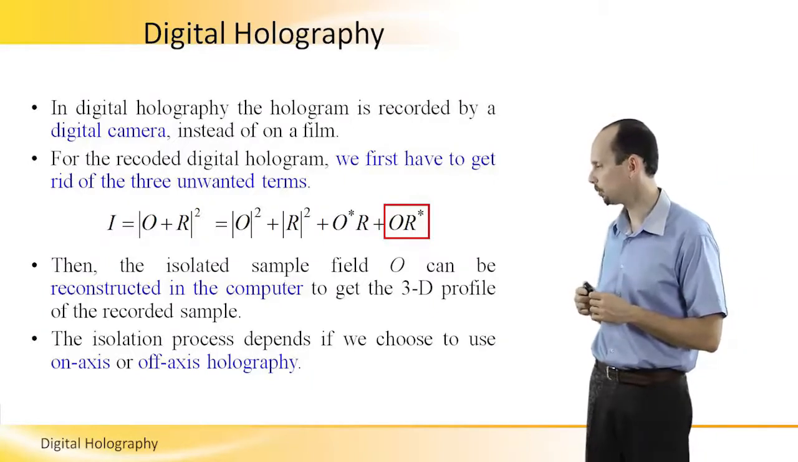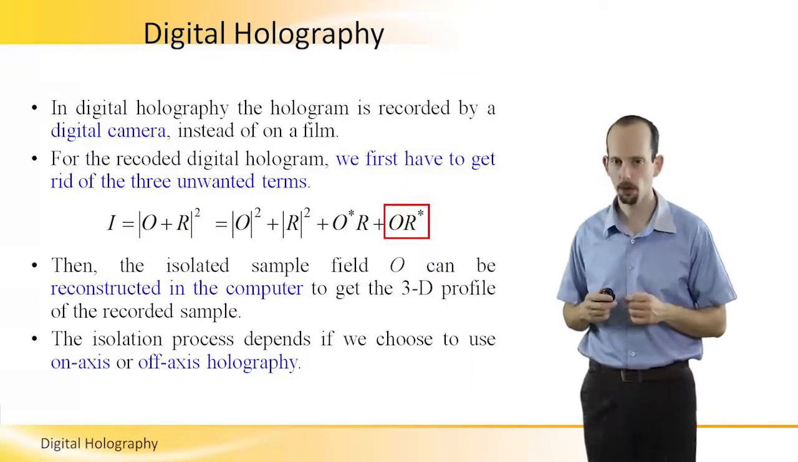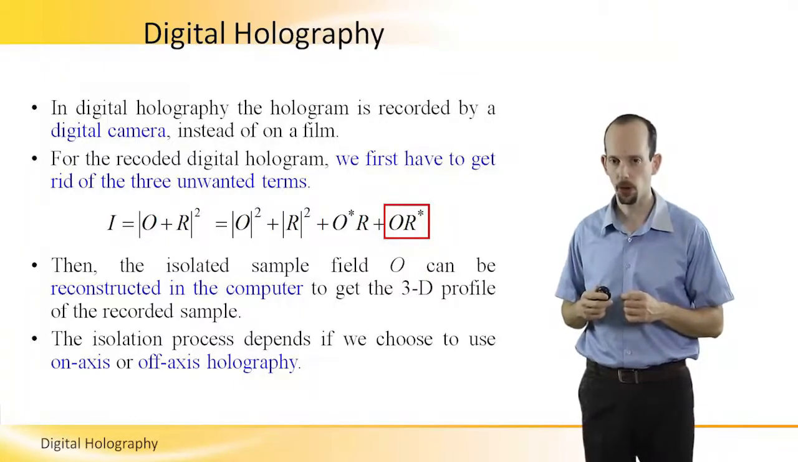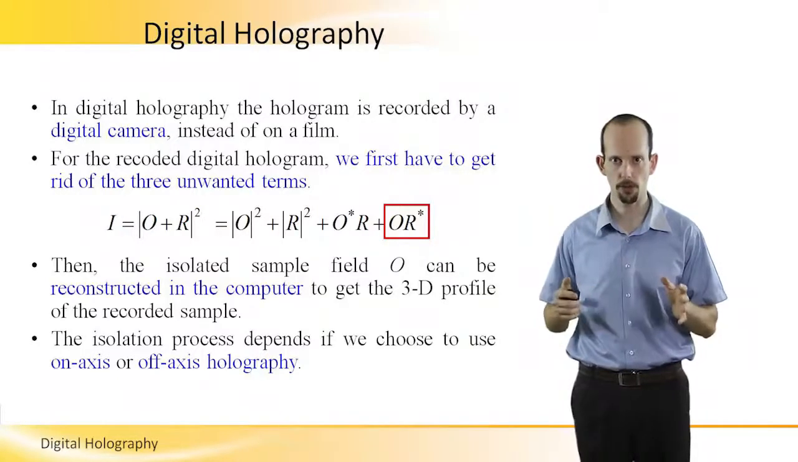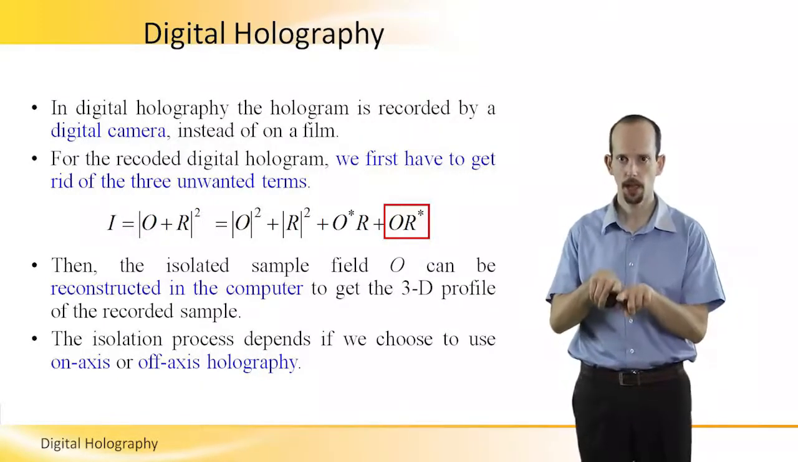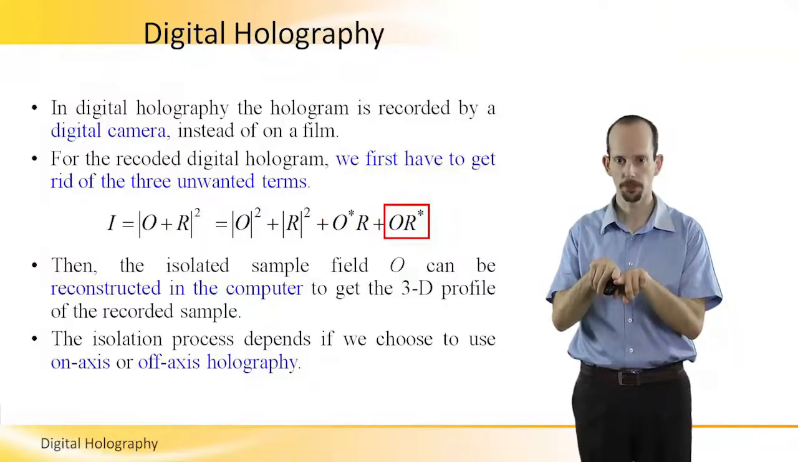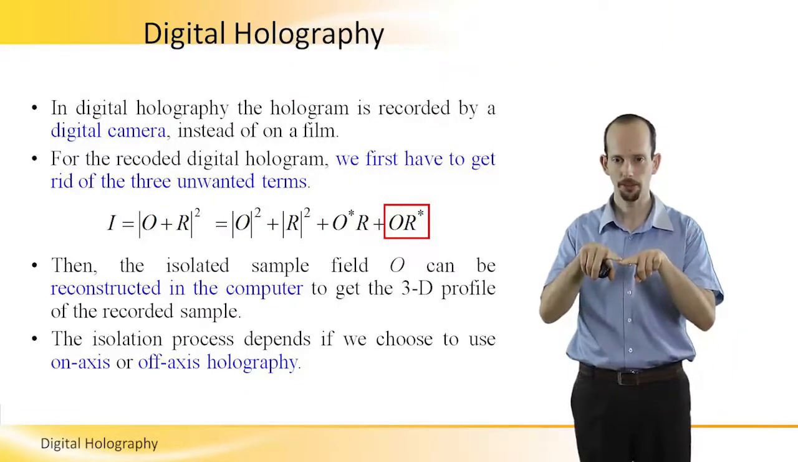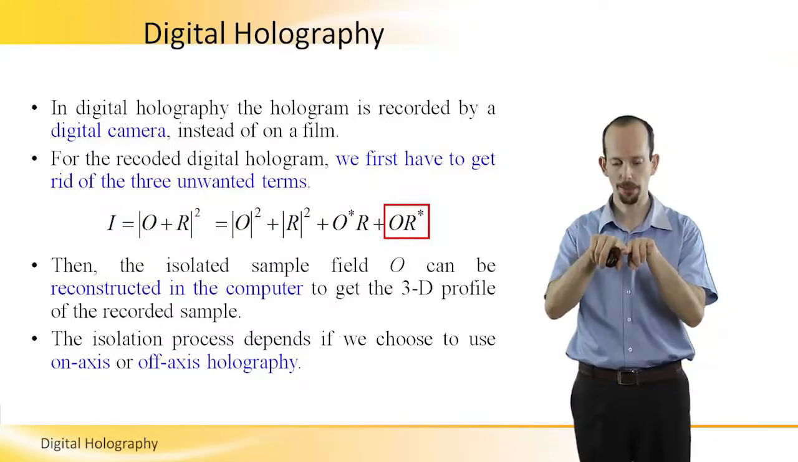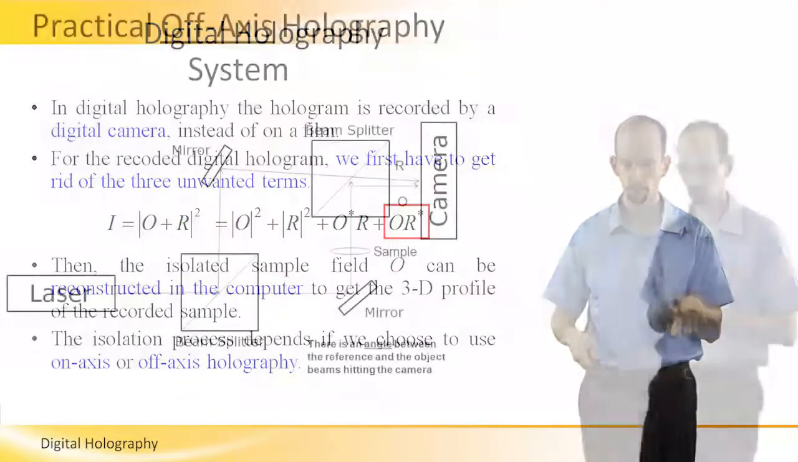This isolation process depends on whether we choose to use on-axis or off-axis holography. On-axis means that the 2 beams creating the hologram, the reference and the sample beam, have a 0 angle between them. The off-axis holography means that I have a small angle between the beams, so the 2 beams are not on the same axis, and this is why it is called off-axis holography.